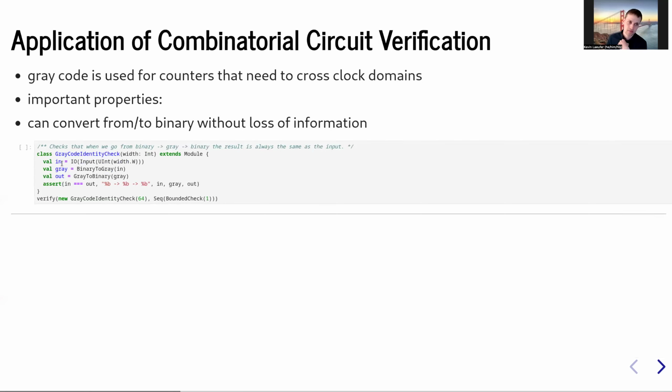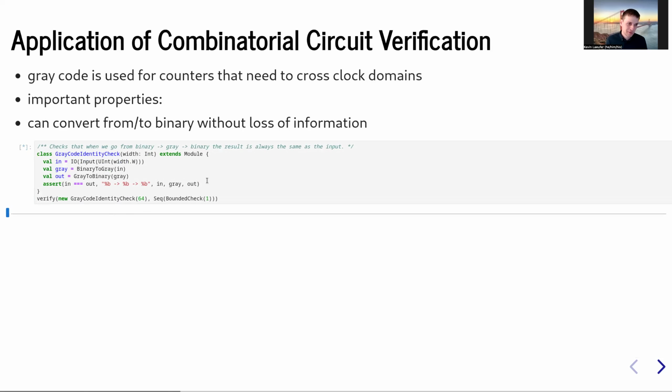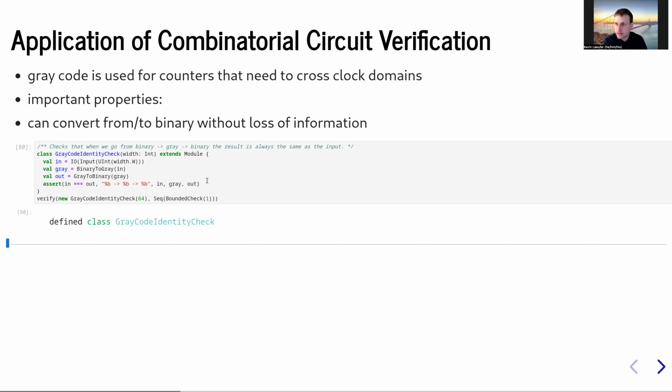Well, we say, okay, we have some input of a certain width. Then we convert that to a gray code. Then we convert the gray code back to binary. And then we assert that the input is always equal to the output. Let's do this check for 64 bits, for example. We run this check, and it will not print any failure. And printing no failure means it passed. So this means basically for all possible inputs, this gray code works correctly.